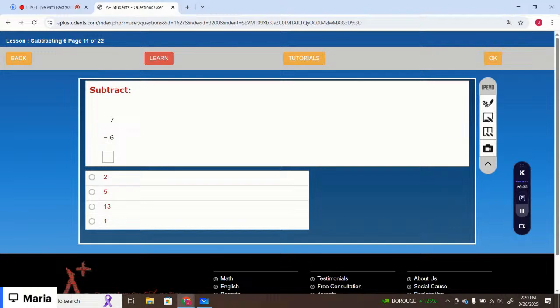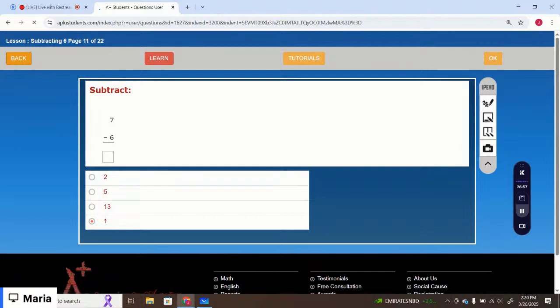7 take away 6. 7 take away 6 is 1. The last option is the correct option.